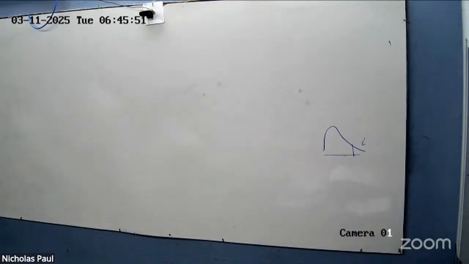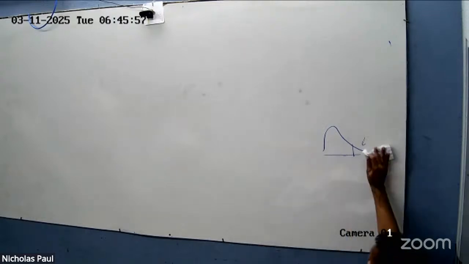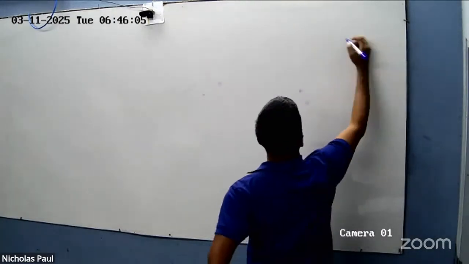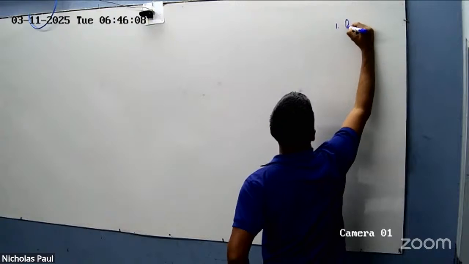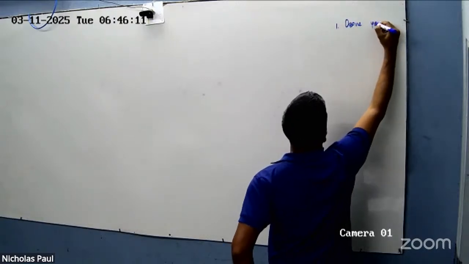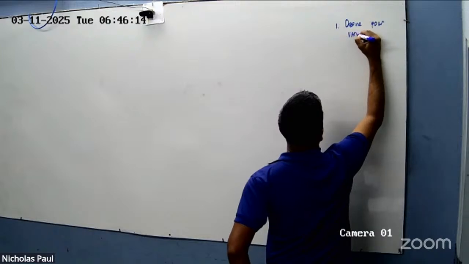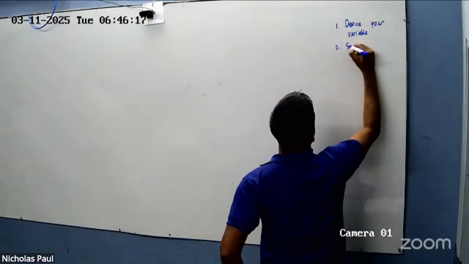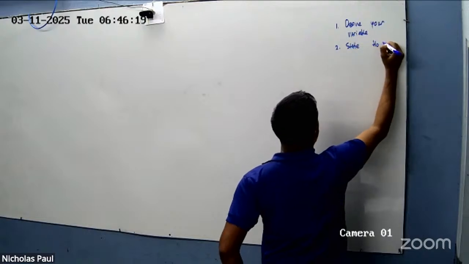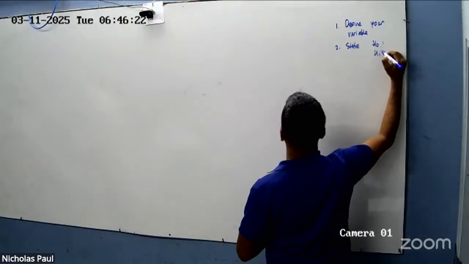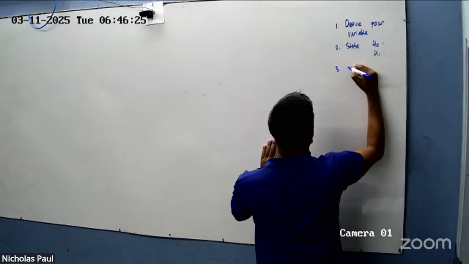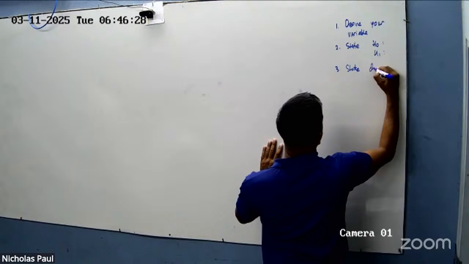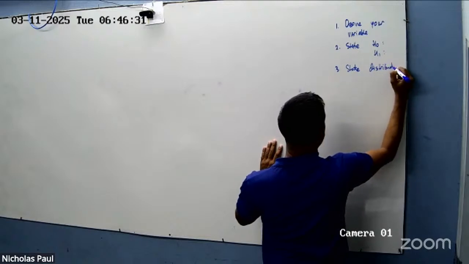Define the variable. Number two, state your H0 and your H1. Number three, state the distribution that's being used. Remember, you put your null hypothesis first, then your alternate, right? State the distribution being used.